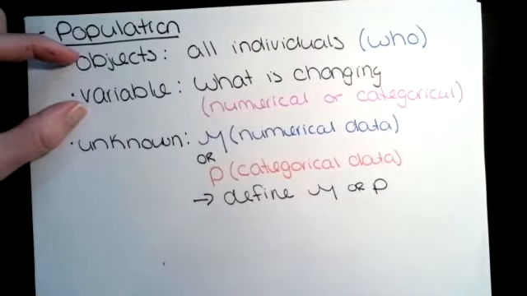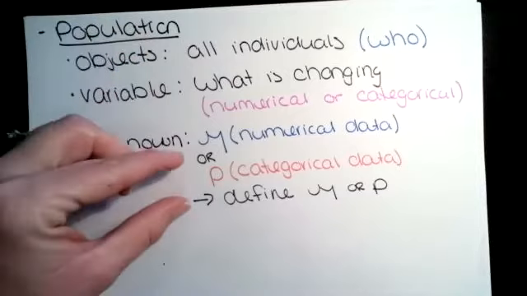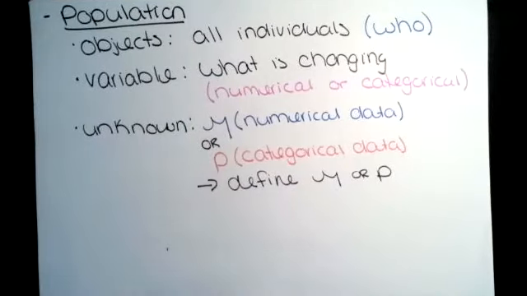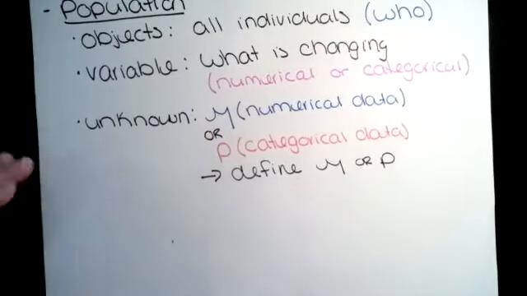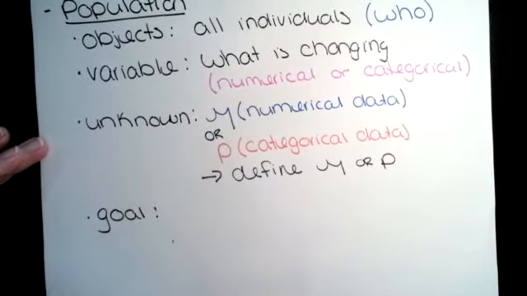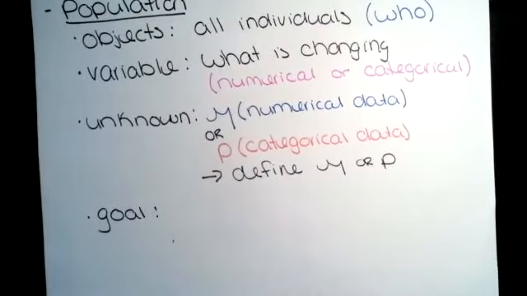So if you do a good job writing the objects and writing the variable, you can put them together. It's like you marry them together to define your unknown. And it's really nice. It works out really nice. It just flows. Then the last part to this first step is the goal. So I want to state, what is my goal in the end?